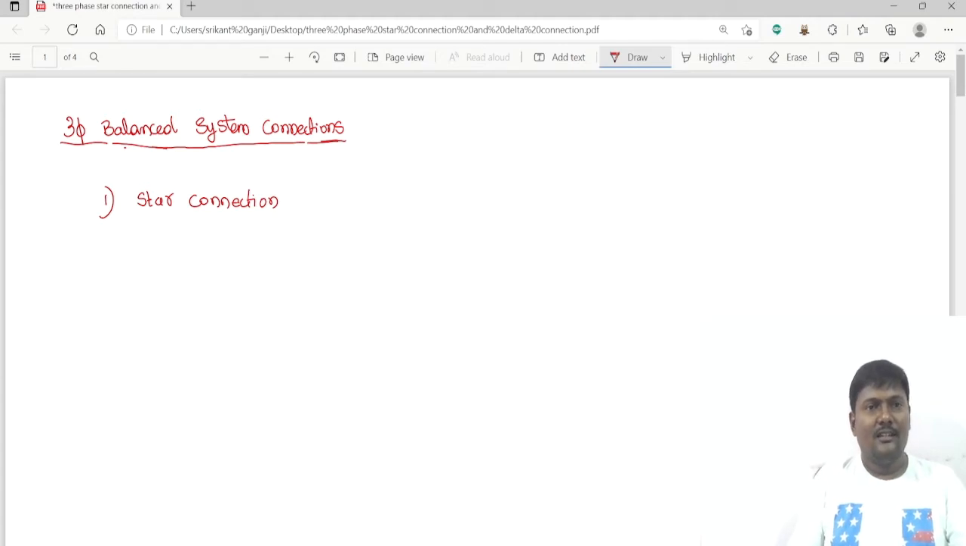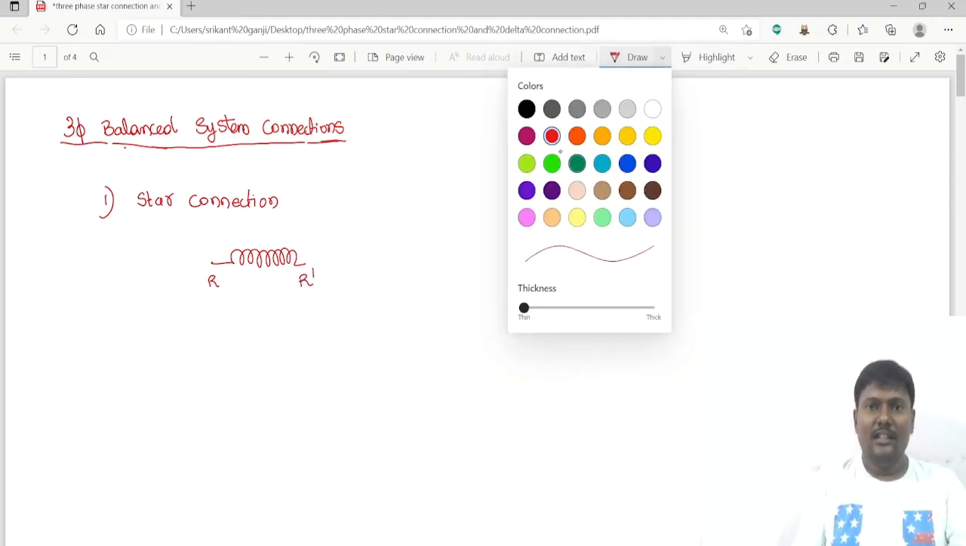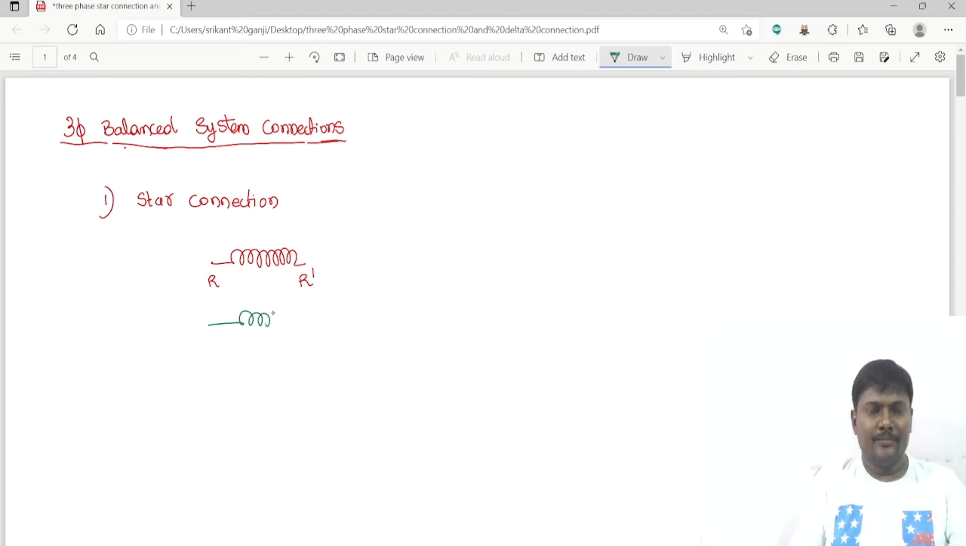Today I will discuss the most important connections, that is star connection. One more connection is delta connection. So I am taking 3 coils. Let's say the starting end is R and the finishing end is R dash. 3 coils I am taking, and one more coil is Y and Y dash, and one more coil starting end is B and finishing end is B dash. So based on the connection between these 3 coils, we can say that either it is a star connection or delta connection.